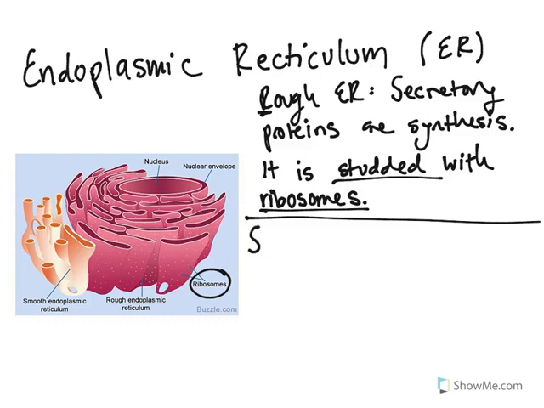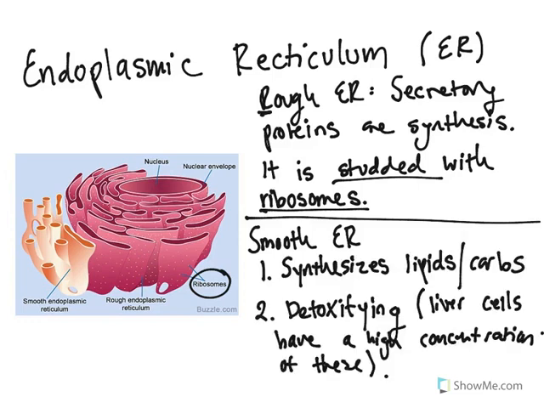The smooth has a couple of functions. Smooth ER can synthesize lipids and sometimes some carbohydrates, and it also is in charge of detoxifying. I think it makes sense that your liver cells have a decently high concentration of smooth ER, because the liver's whole job is that it detoxifies poisons. Don't know why you're drinking those, whatever. Nobody here is asking any questions, but it does help detoxify.